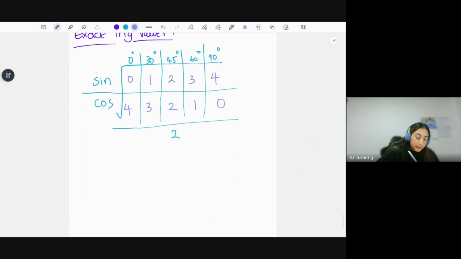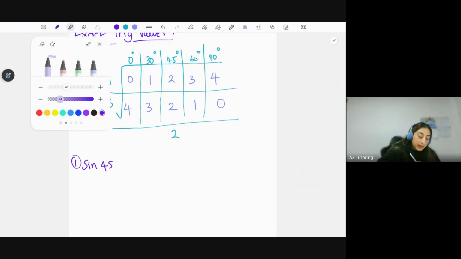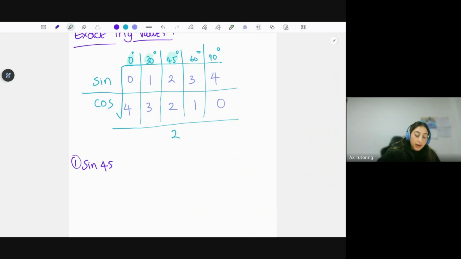So let's do an example, question 1. If the exam question asked you, tell me what sine 45 is. Another thing to remember is, in the non-calculator paper, they will only ever give you these degrees. They won't ever give you something like sine 35 or sine 95 or sine 67. They won't give you random ones. They'll only ever give you these degrees, and that's why that's the only one you can memorize.